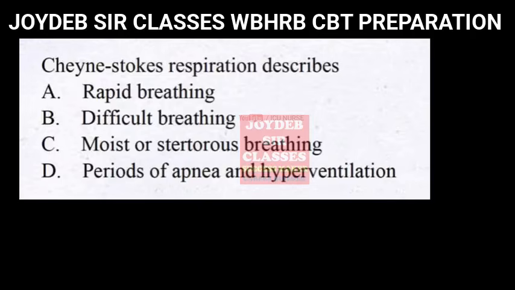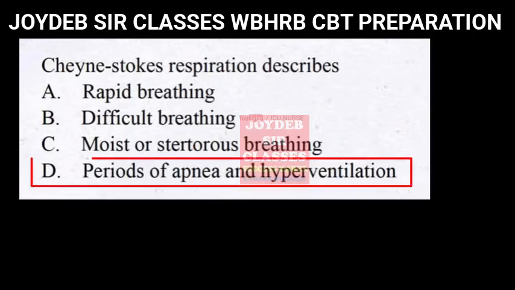Cheyne-Stokes respiration describes A. Rapid breathing, B. Difficult breathing, C. Moist or stertorous breathing, D. Periods of apnea and hyperventilation. And the correct answer is D. Periods of apnea and hyperventilation.